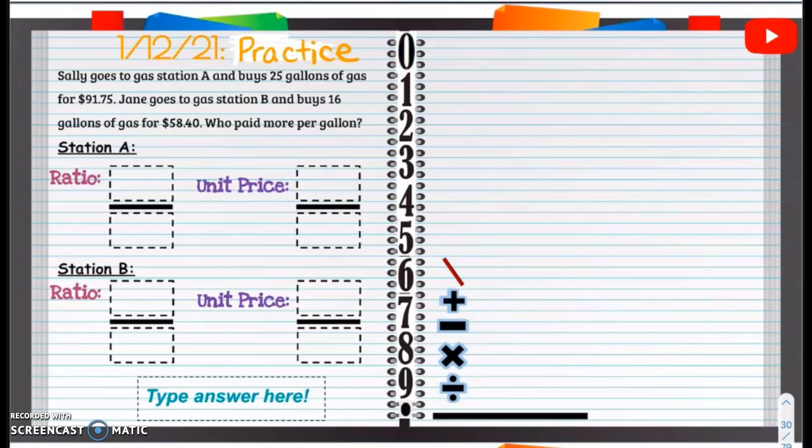January 12th, 2021 practice. Sally goes to gas station A and buys 25 gallons of gas for $91.75. Jane goes to gas station B and buys 16 gallons of gas for $58.40. Who paid more per gallon? So first of all, we need to take a look.